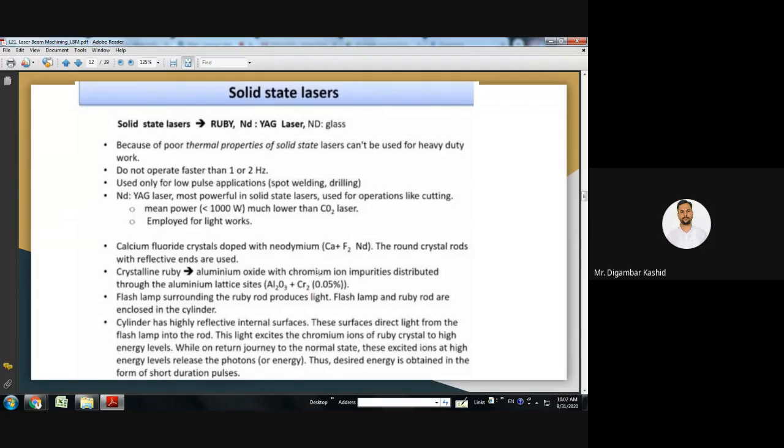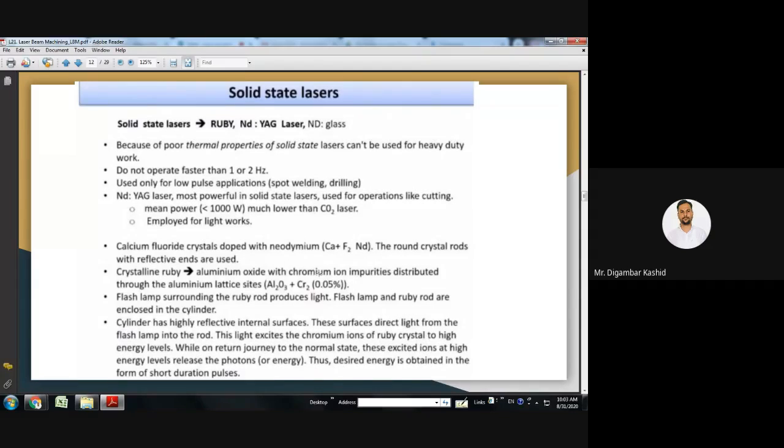Out of these three solid state lasers, the Nd:YAG laser is the most powerful, and it is used for operations like cutting. Its mean power is less than 1000 watt, but that mean power is still much more than that of the gas laser, the CO2 laser. We will discuss the CO2 laser in detail in the next slide.